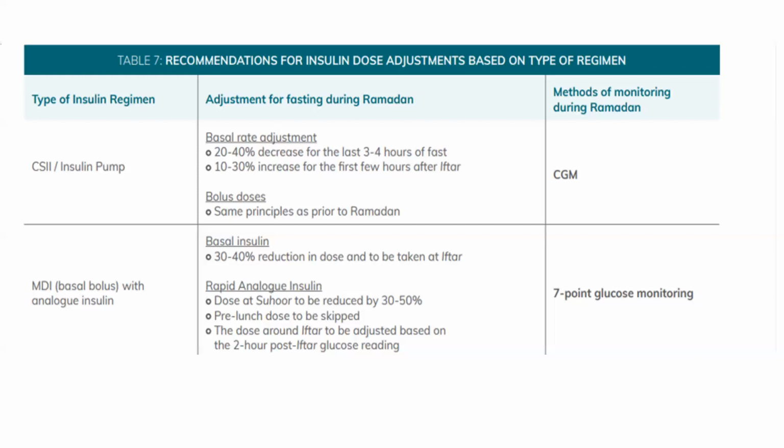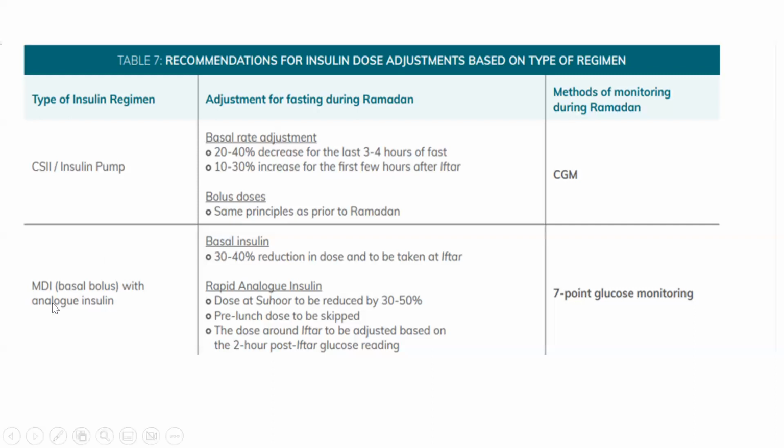So the basal rate should be decreased 20 to 40% during the last 3 to 4 hours of the fast and increased 10 to 30% in the first few hours after iftar. Very straightforward. Okay. And method of monitoring during Ramadan when a patient is on a pump, definitely CGM will be the best method to monitor. In terms of the bolus dosing, most of these patients will be carb counting, so it will be the same principles as prior to Ramadan.